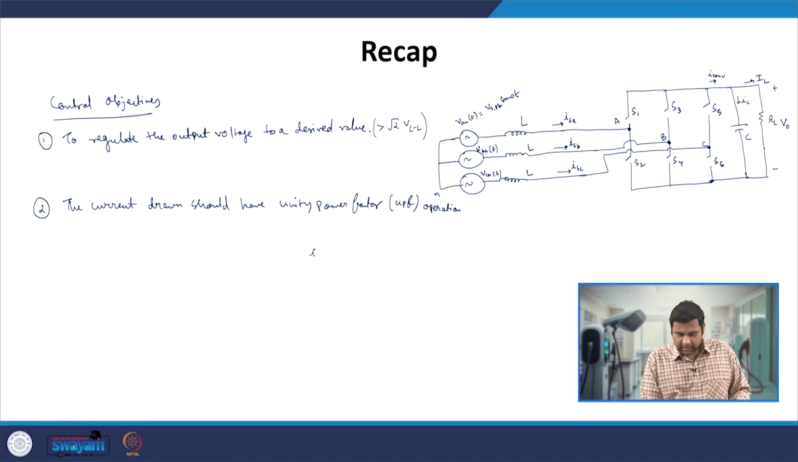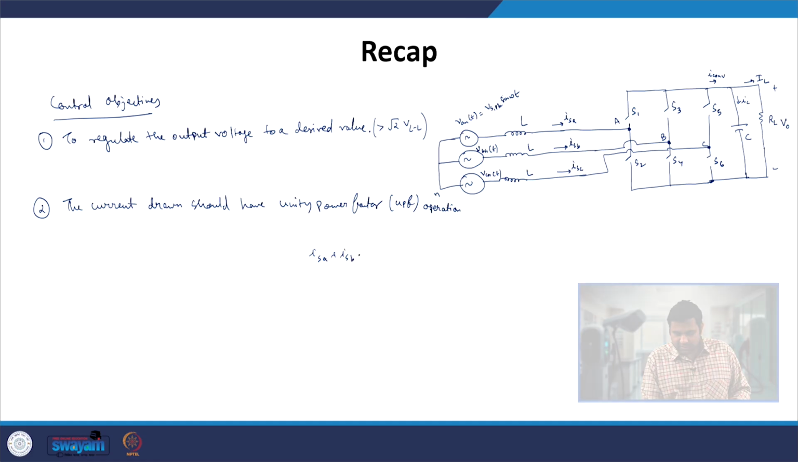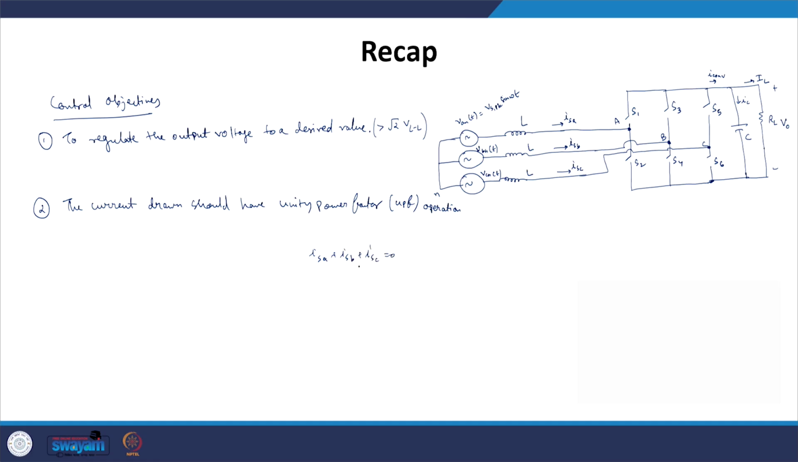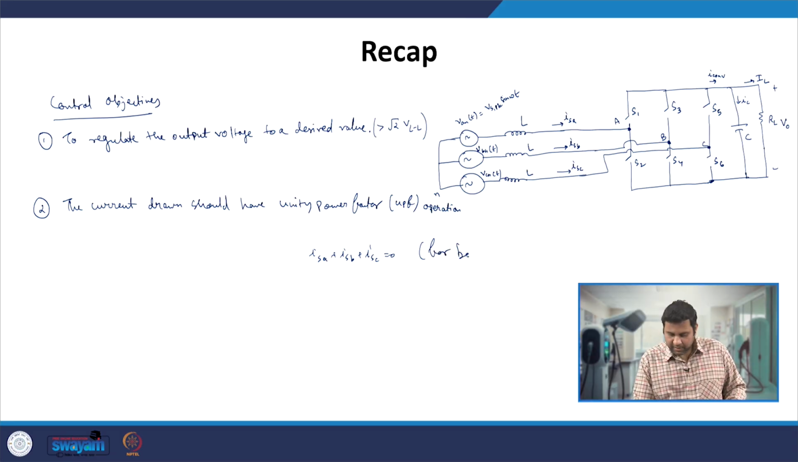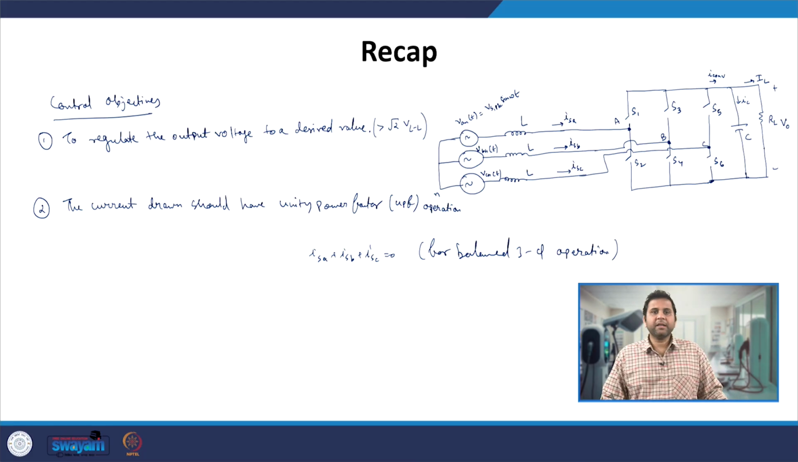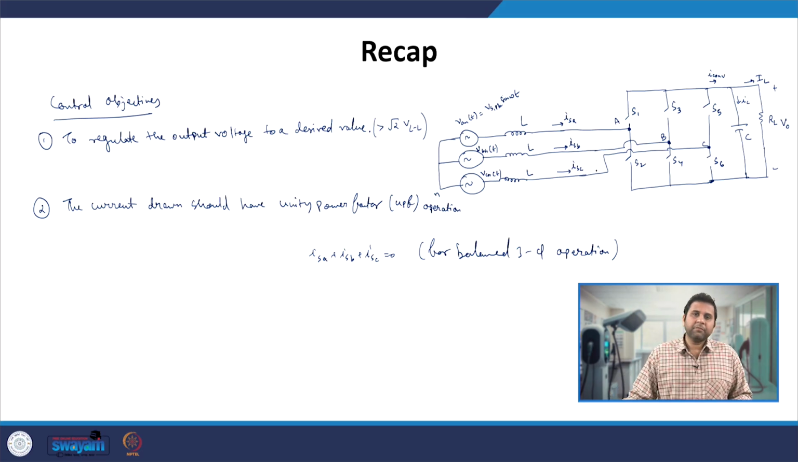Now, we have seen that to have balanced 3 phase operation, ISA plus ISB plus ISC equals 0. Because of that, we cannot control them independently. If we change the ISB value, ISA and ISC will automatically change, and if we change the ISC value, ISA and ISB will change, and whenever we change the ISA value, ISB and ISC will change.